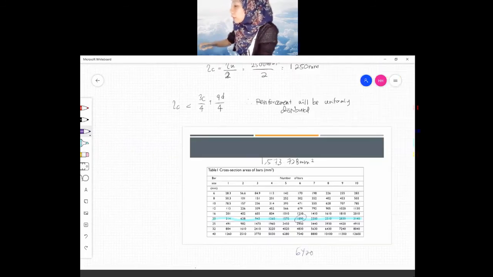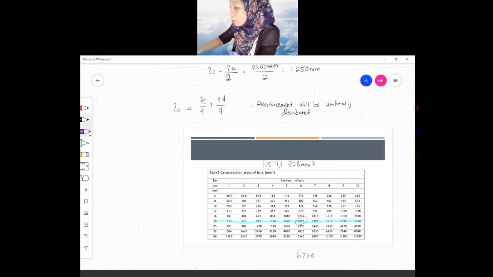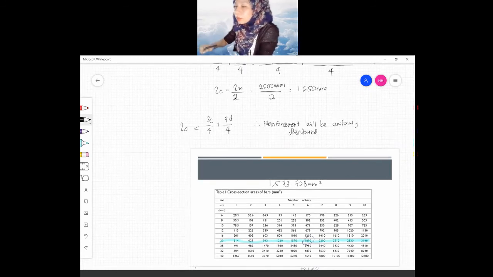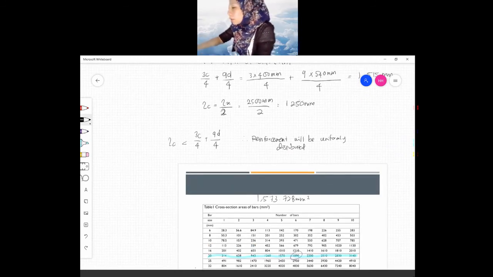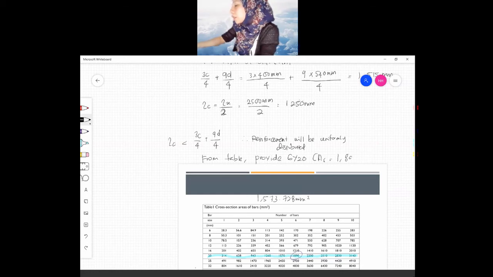So we're going to write here. Just write it down. Macam biasalah, from table, provide 6y20. AS is 1890 mm square.